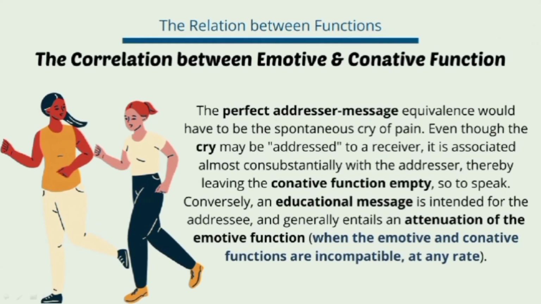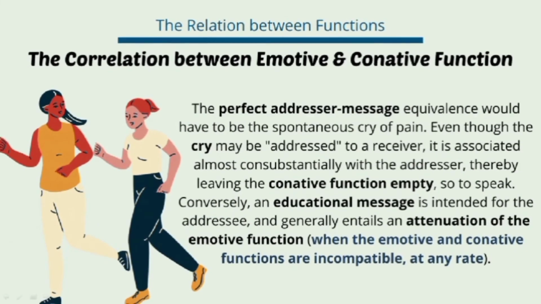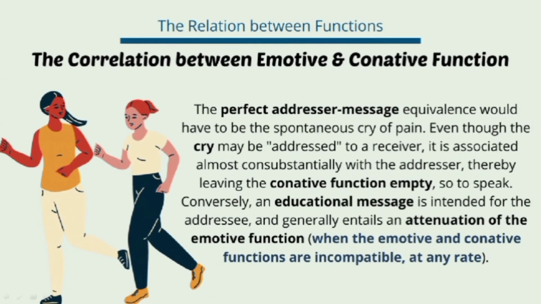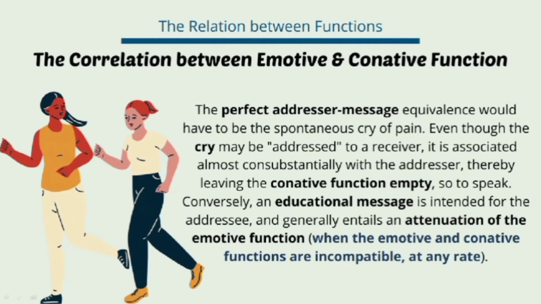First is the correlation between the emotive and conative functions. The perfect address or message equivalence would have to be the spontaneous cry of pain. Even though the cry may be addressed to the receiver, it is associated almost consubstantially with the addresser, thereby leaving the conative function empty, so to speak. Conversely, an educational message is intended for the addressee, and generally entails an attenuation of the emotive function, when the emotive and conative functions are incompatible at any rate.